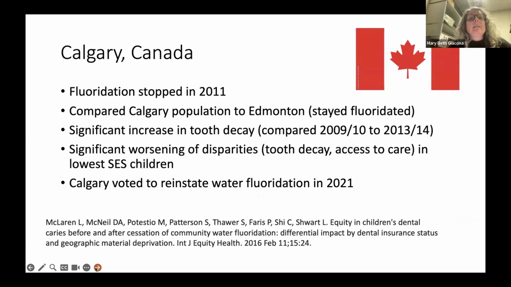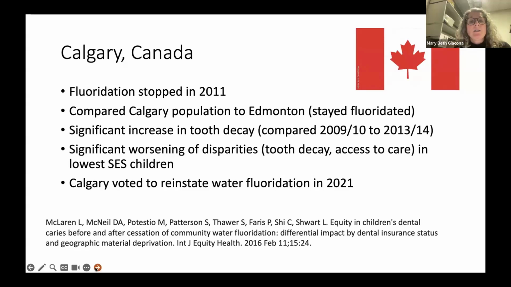Calgary, Canada was another city that decided to stop fluoridating their water in 2011. And the authors of this study, McLaren et al., compared what was going on in the population of Calgary that stopped their fluoridation in 2011, and they compared that to the population in Edmonton, because Edmonton did not pull its fluoride out of its water, it stayed fluoridated. What they saw in Calgary was a significant increase in tooth decay comparing pre-stopping fluoridation in 2009 to 10 to just a mere 5 years later, 2013 to 2014.